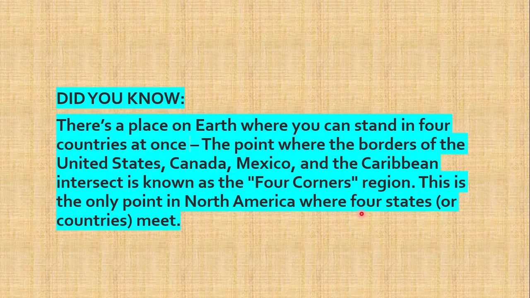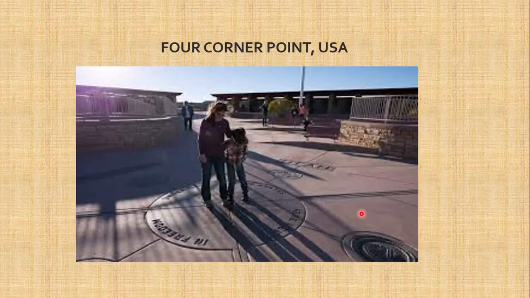Did you know there's a place on earth where you can stand in 4 countries at once? That sounds interesting. The point where the borders of the United States, Canada, Mexico, and the Caribbean intersect is known as the Four Corners region of the world. This is the only point in North America where 4 states or countries meet. And that is the Four Corners point in the United States of America.